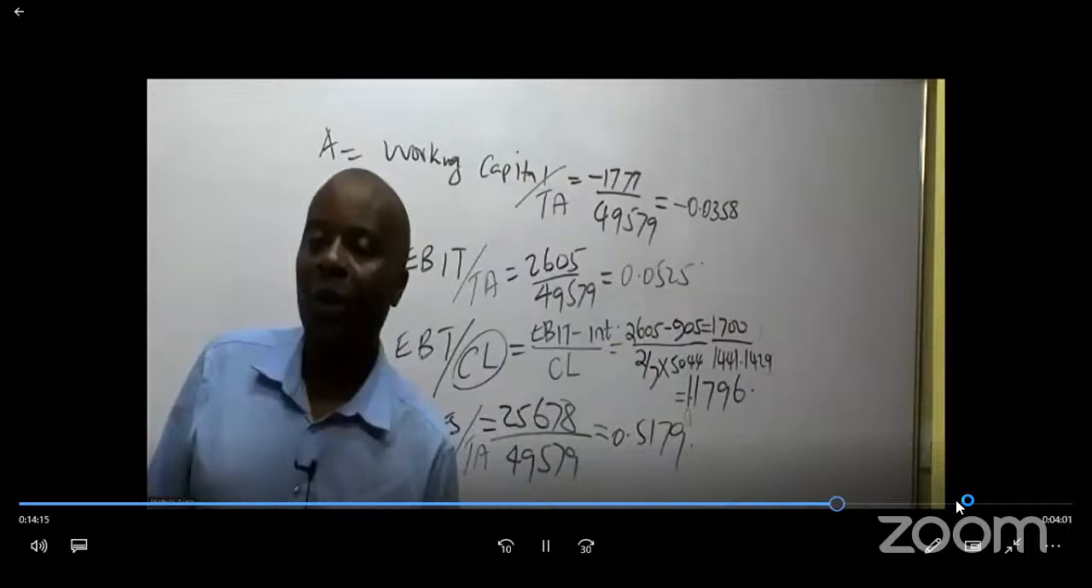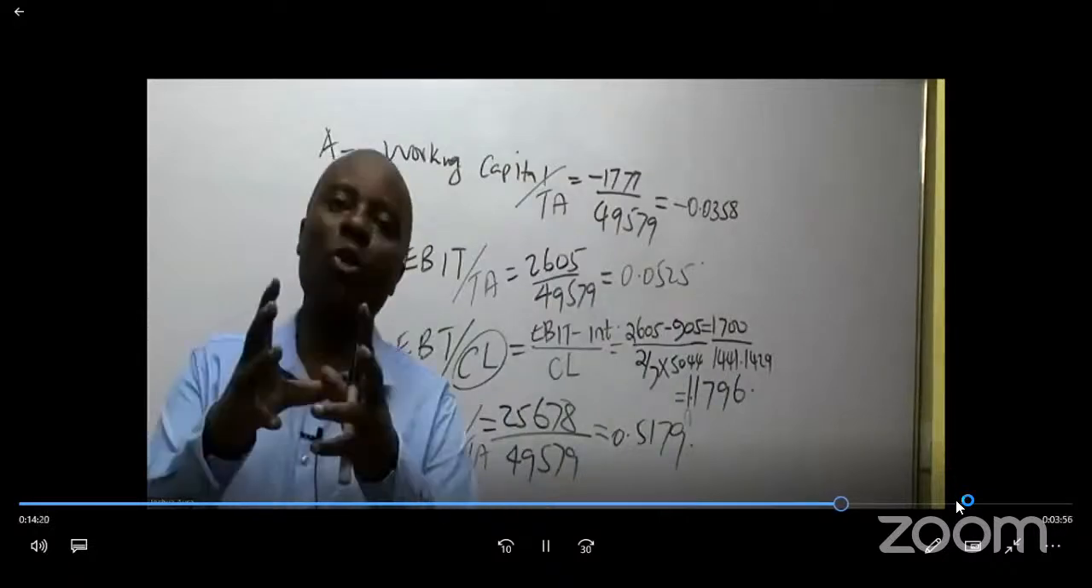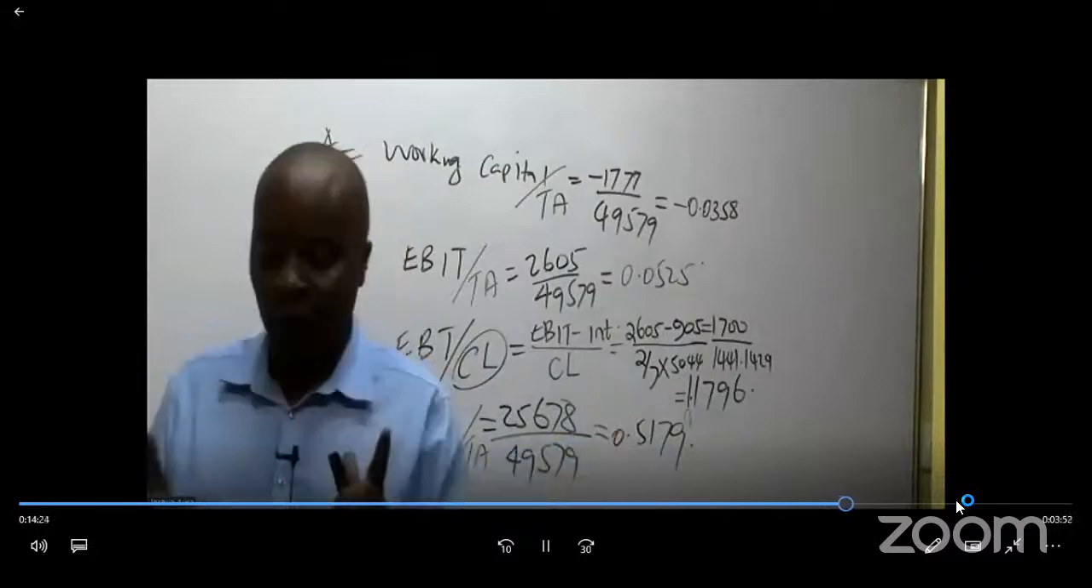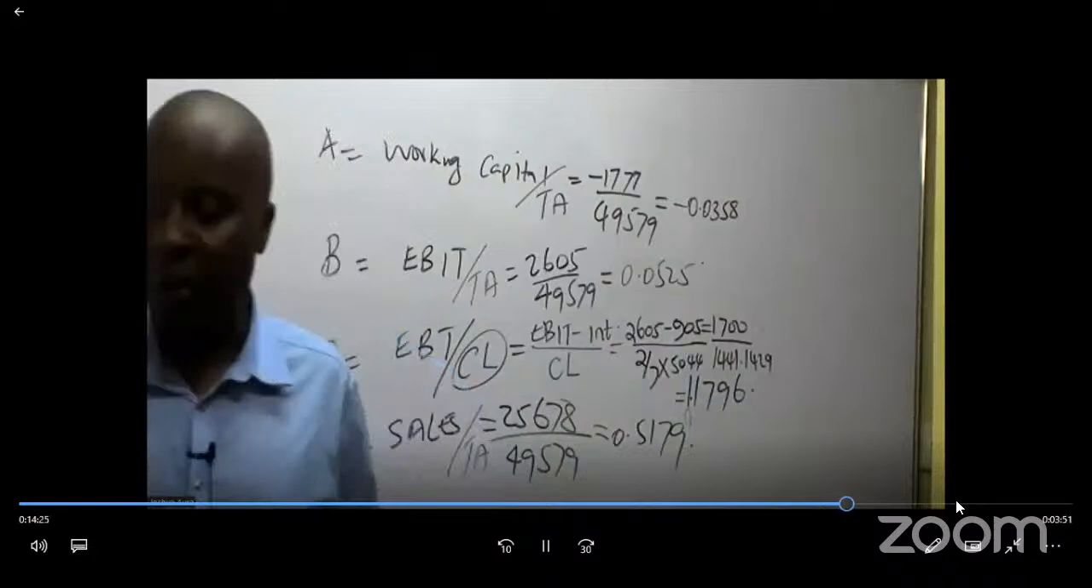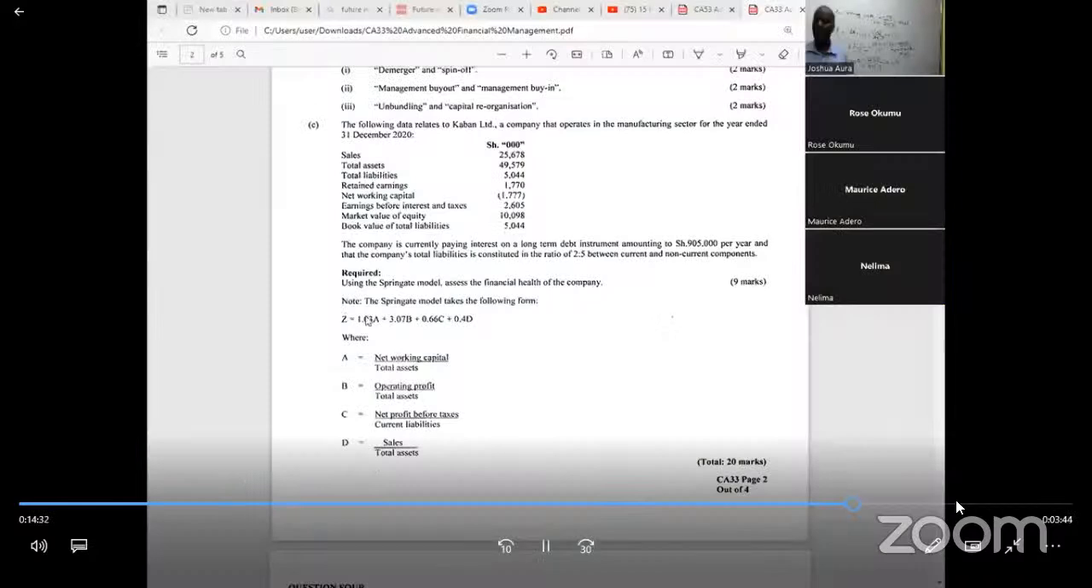Ladies and gentlemen, having really gotten this, now the next thing is to consolidate all these 4 values that we have using the formula, the Springate formula, which the examiner will always give us. And this is the Springate model. Z equals 1.03A. It will always be given, don't go cramming it.